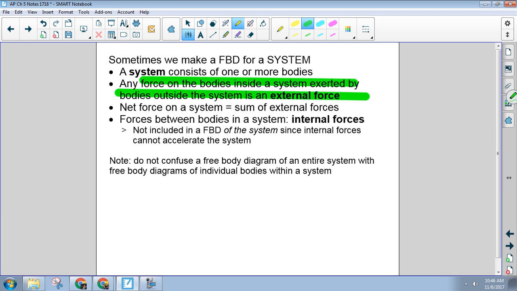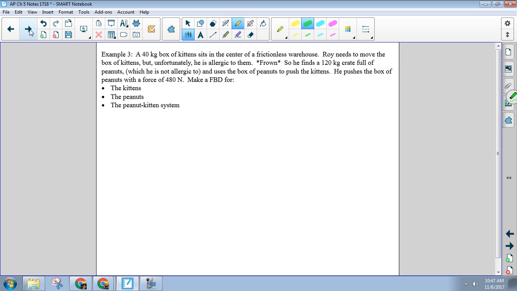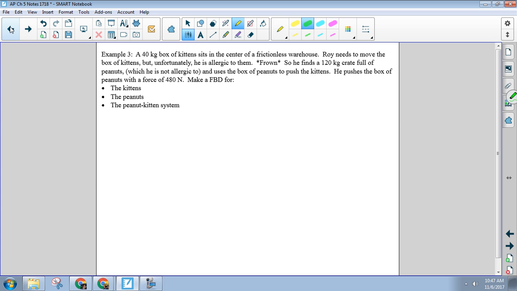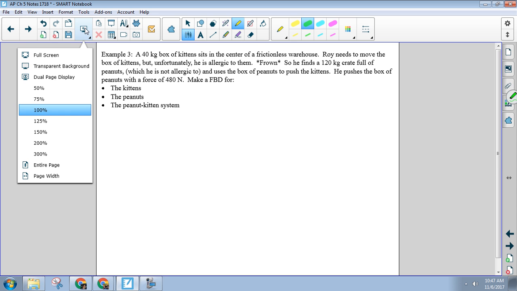Cool? All right, so what we're going to end up having to do, similar to what we did last year, is make multiple free body diagrams. One for the system, and then one for the individual objects within that system. Cool. So here we go. I think I did a couple examples here. Okay, so here we go. Example number 3. Let's embiggen this so you can see it a little bit better.